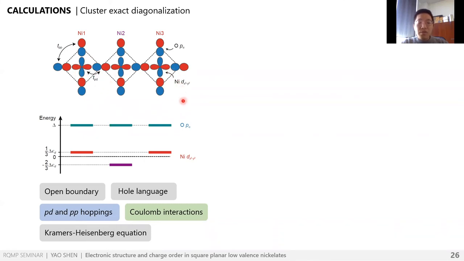So to manually introduce a charge order, a charge disproportionation, we introduce a potential difference, delta epsilon d, by raising the orbital energy for nickel 1 and nickel 3, and lowering the orbital energy for nickel 2. And as you can expect, naturally, there would be more holes going into nickel 2, and then you will have a charge order. The parameters are kept the same as in the oxygen K-edge RIXS calculations.